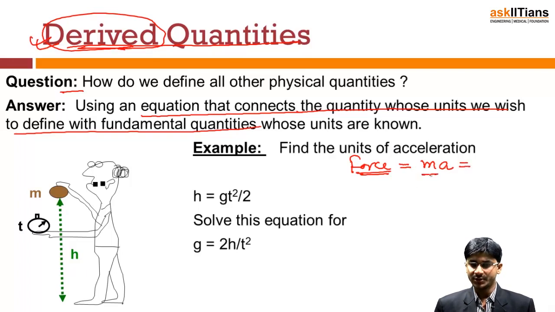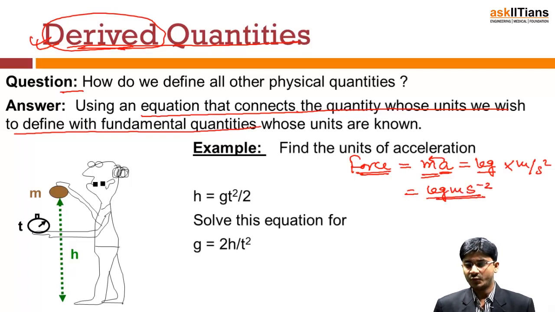Now the unit of mass is, we know, kg. The unit of acceleration, this is multiplied with this, so the unit of acceleration is meter per second square. So the unit of force is kg meter per second square. This is how we get to the unit of a derived physical quantity.